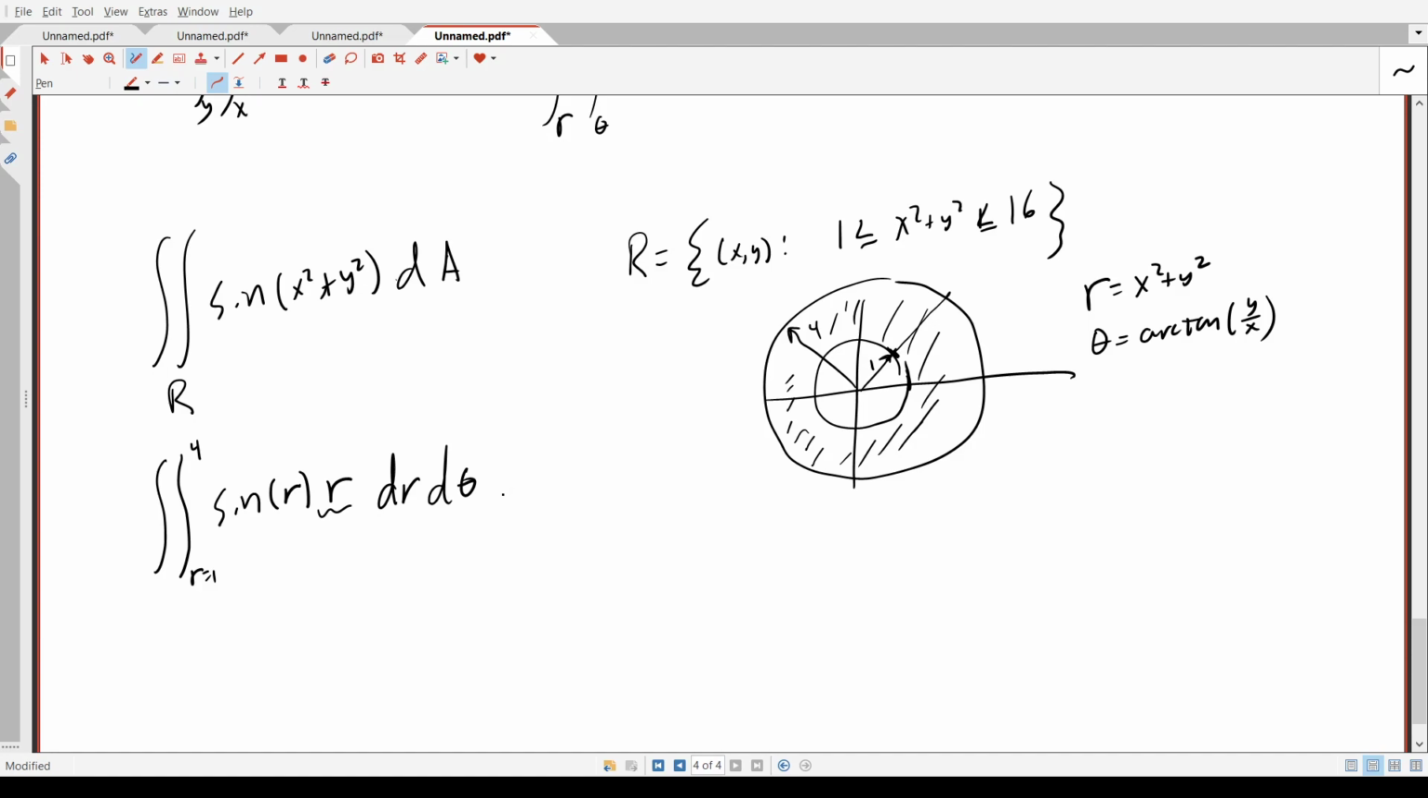Why not? Oh, yeah, sorry. That should be r squared, and that's the whole point of this problem.